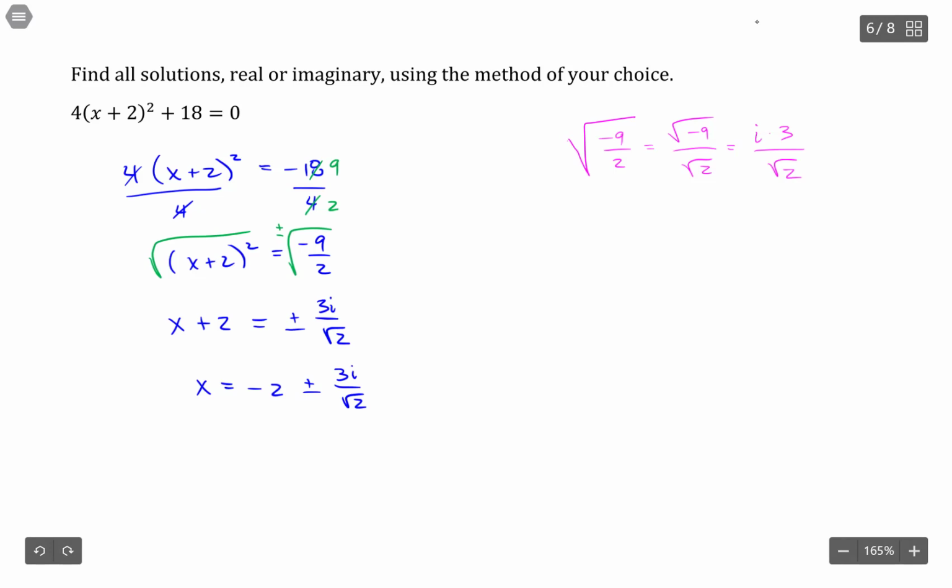To get the square root out of this denominator, just multiply the top and bottom of this fraction by the square root of 2. And what that does is makes this instead negative 2 plus or minus 3 square root of 2. Actually, I'm going to put the i here, 3i square root of 2.